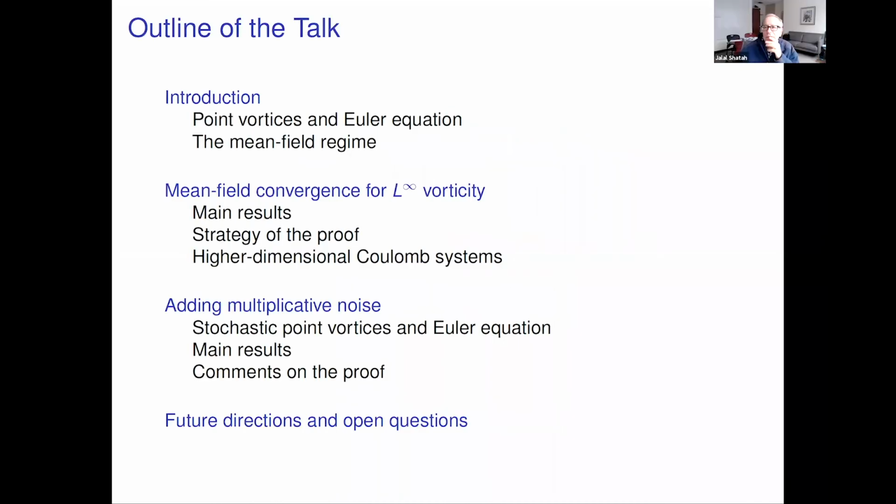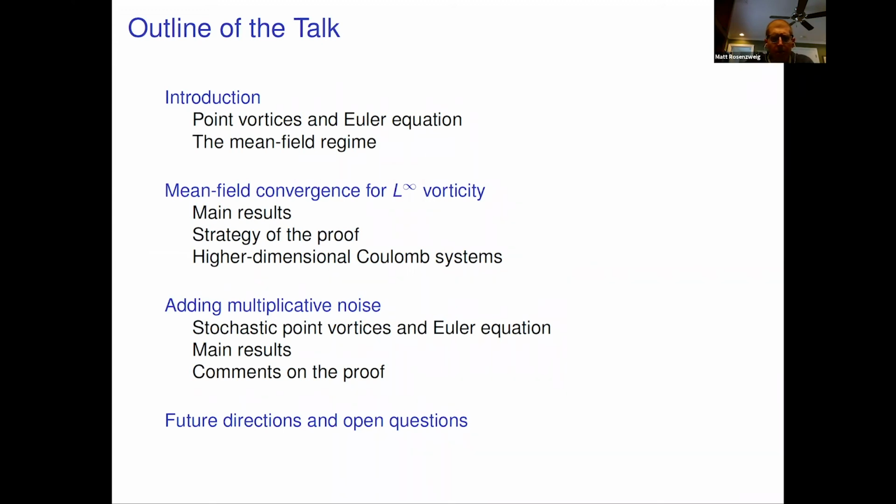So here's a quick outline of the talk. First, in the introduction, we'll start by introducing point vortices and the relationship to the incompressible Euler equation. And then we'll specialize the discussion to the mean field regime, which is the scaling regime of interest throughout this talk. And then in the remaining portions of the talk, we'll present several different results.